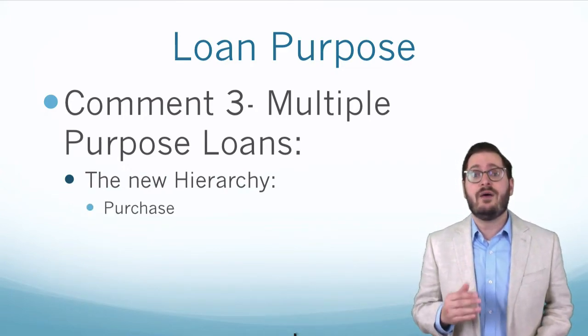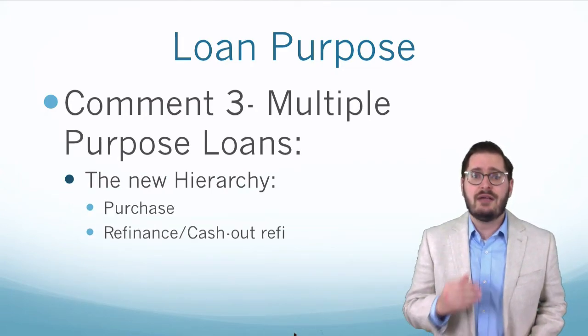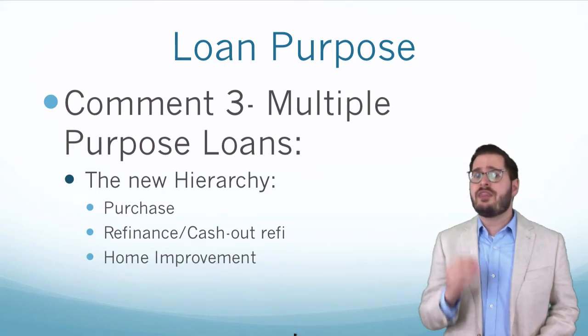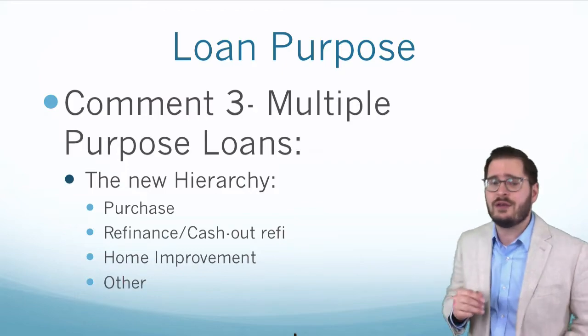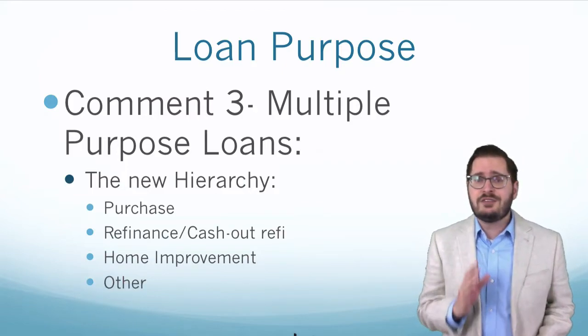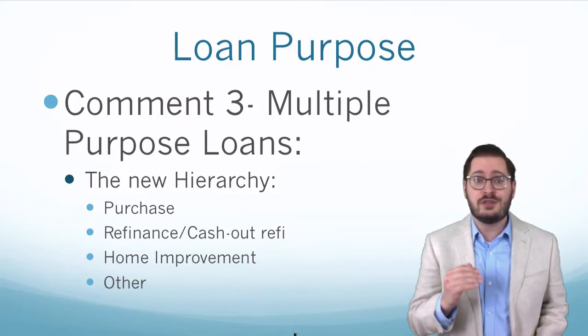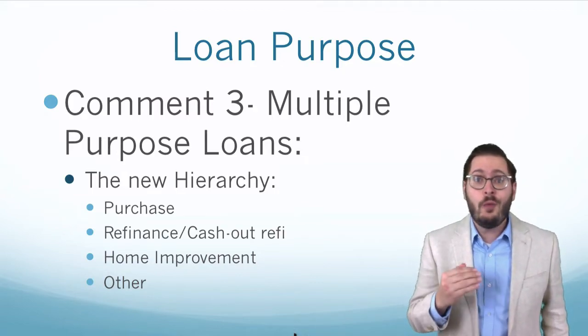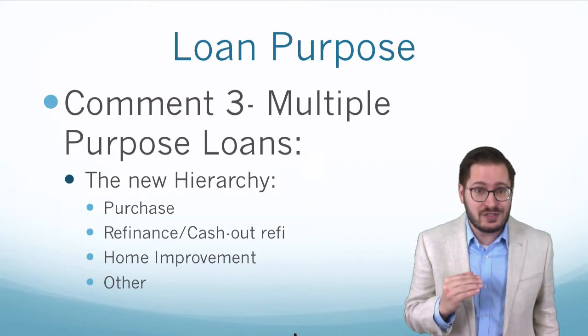The hierarchy now is a purchase first, a refi or cash out refi second, a home improvement third, and then finally a new category of other. The biggest change here, of course, was the difference between a refinance and home improvement, where under the old rules, home improvement was first and refinance was second.